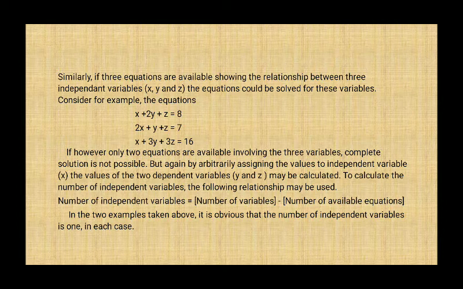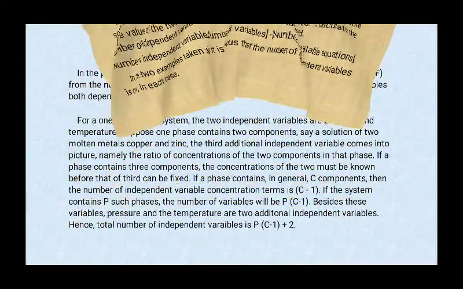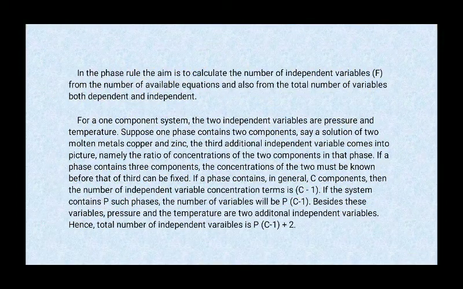In the two examples taken above, it is obvious that the number of independent variables is 1 in each case. In the phase rule, the aim is to calculate the number of independent variables from the number of available equations and also from the total number of variables, both independent and dependent.